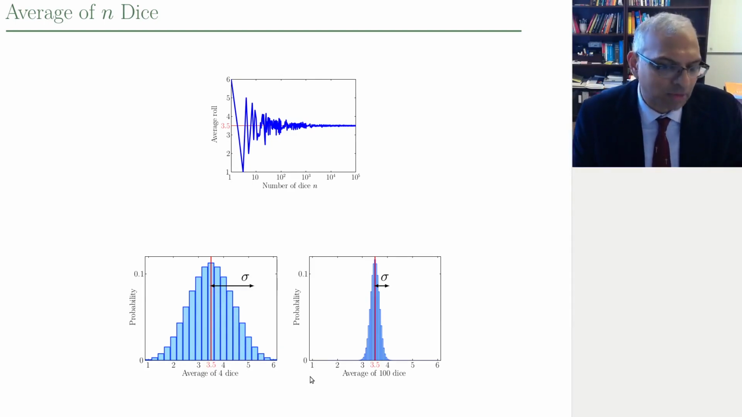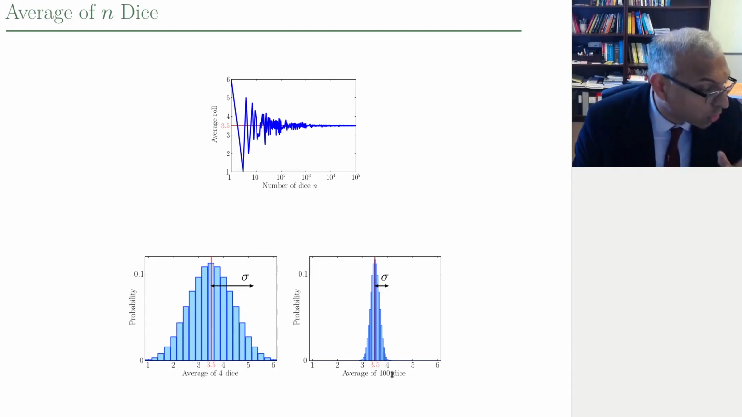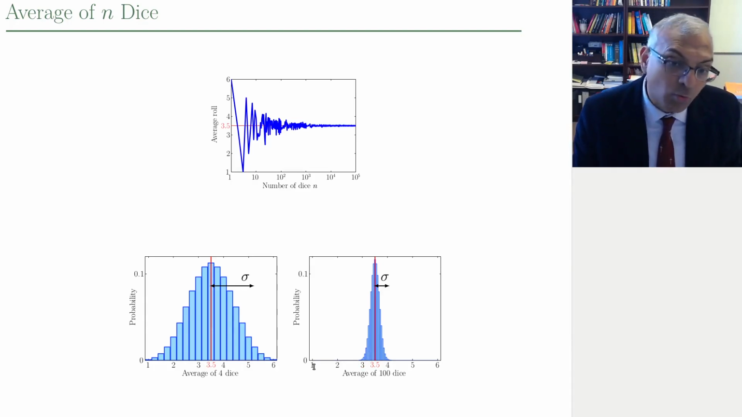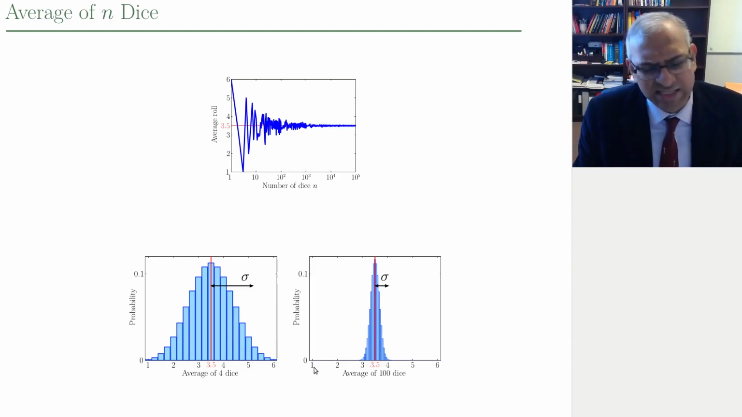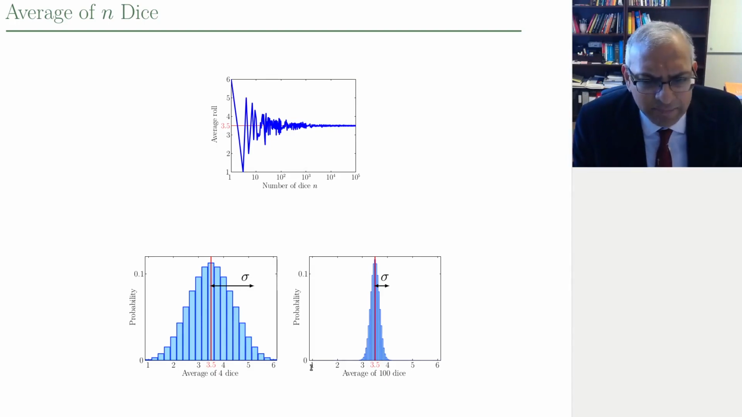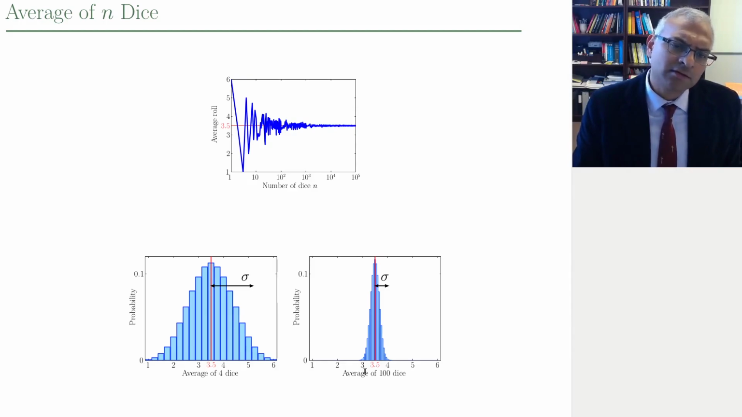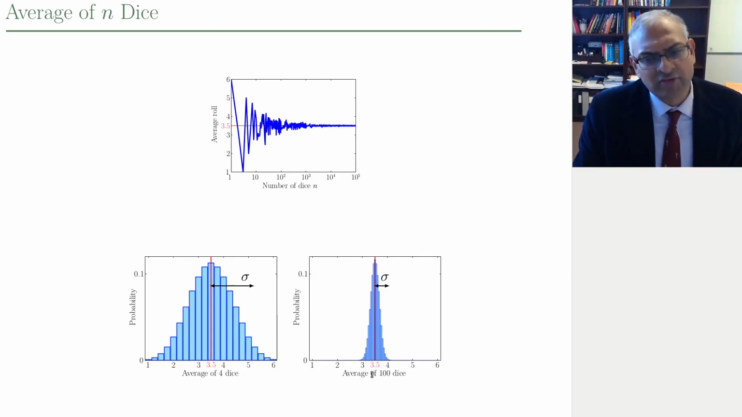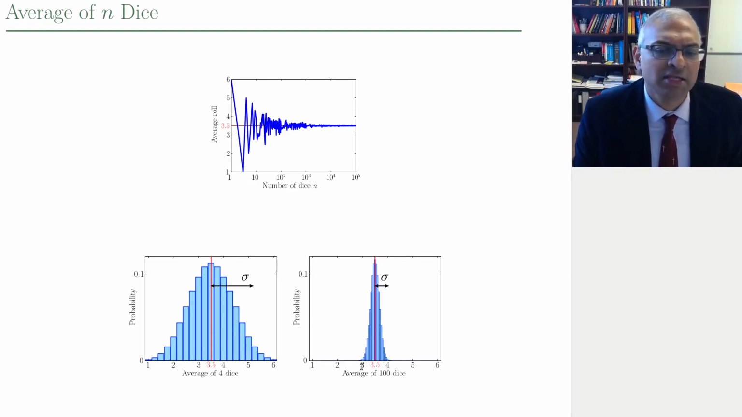Now, what about the average of 100 dice? Totally different picture. Even though 1 is possible, you could get all 100 ones and the average is 1, but it hardly ever happens. In fact, in my experiment, it never happened. And the outcomes for the average of 100 dice are pretty much in the range 3 to 4.